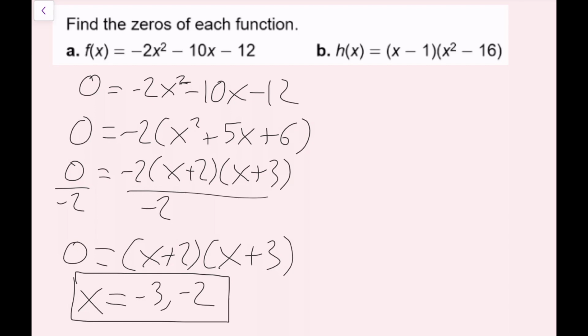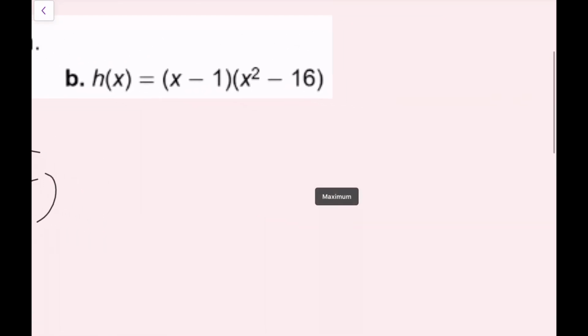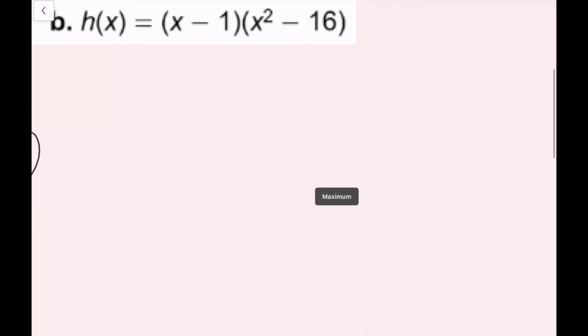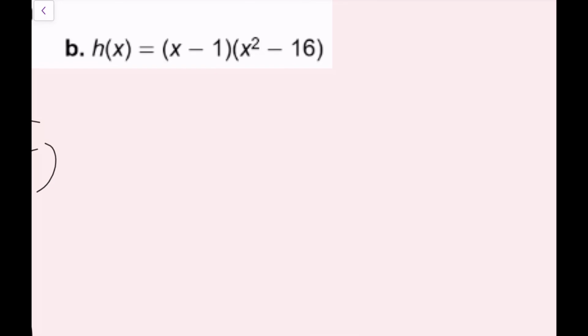Now the next example over here is h of x equals the quantity x minus 1 times the quantity x squared minus 16. We're going to set this function also equal to 0, because we're trying to find the zeros here. So 0 equals x minus 1, but I see another difference of squares. So I'm going to save myself a step and just write this out as x plus 4 times x minus 4, the quantities, obviously.